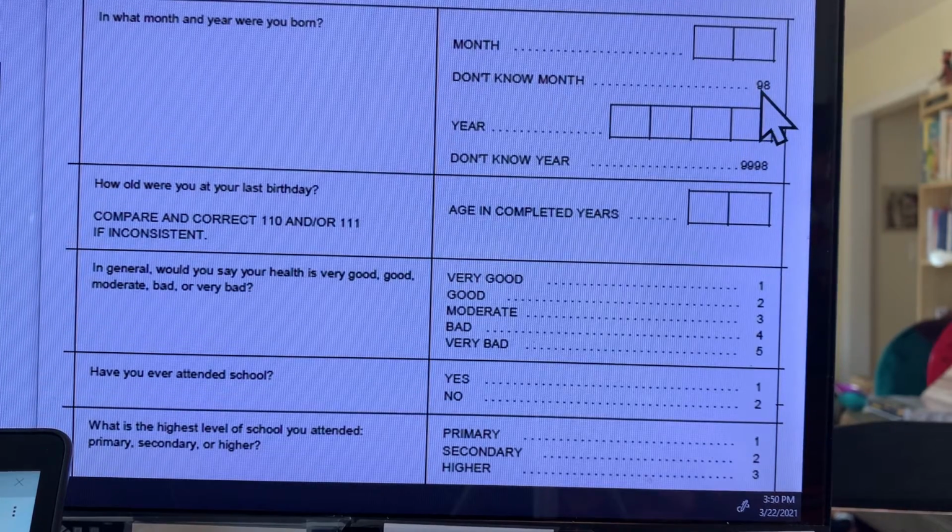Okay, that's why it's 98 and not 99. Okay, then how old were you at your last birthday? So look at this, so interesting. Why are you asking it if you already asked about the month and year, you asked about the date of birth? It's because perhaps people want to know if people know exactly.